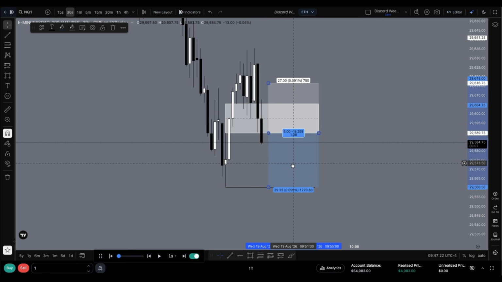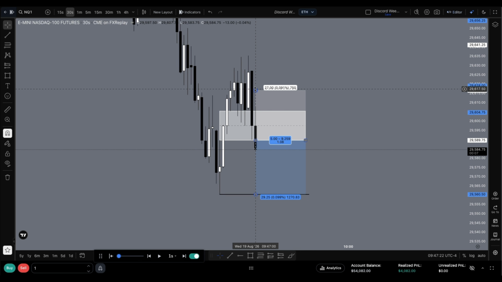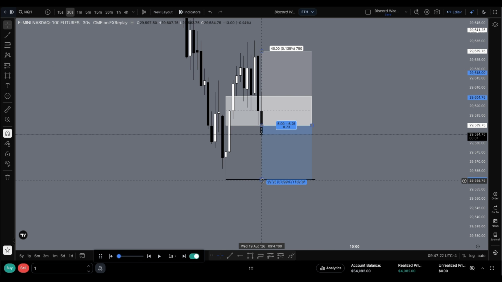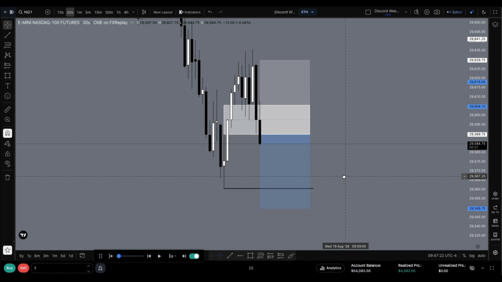Okay, I'm gonna front run this here. Stop loss, the last body outside the gap. This is a wick, not a body. However, this is a body. So 40 points, stop loss, and TP here.